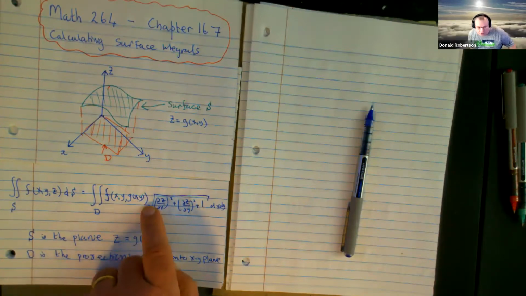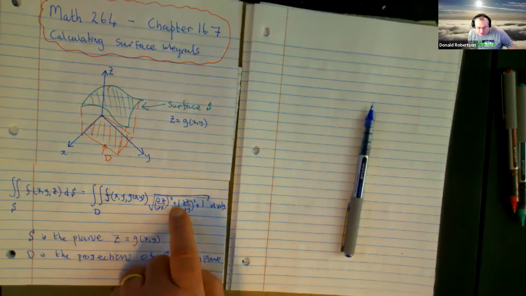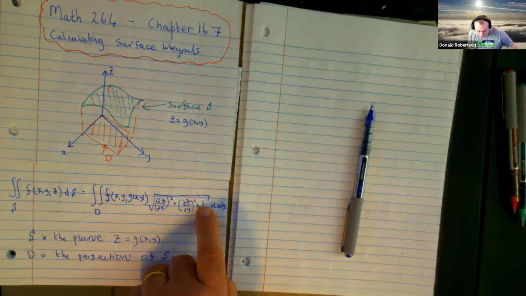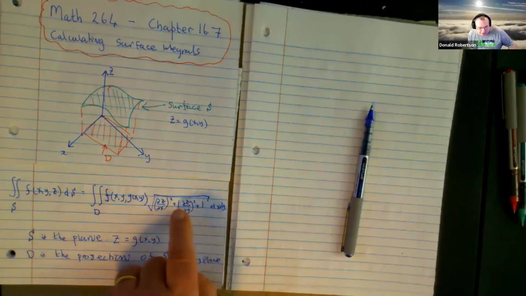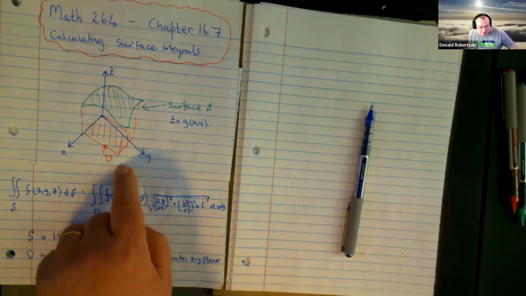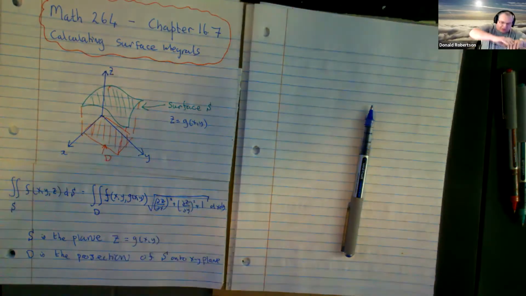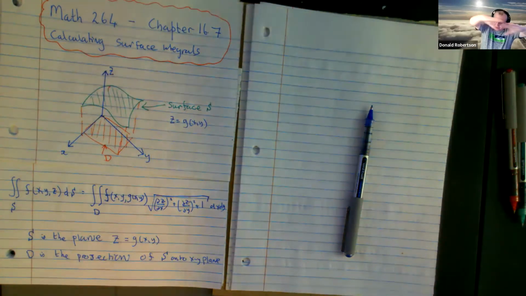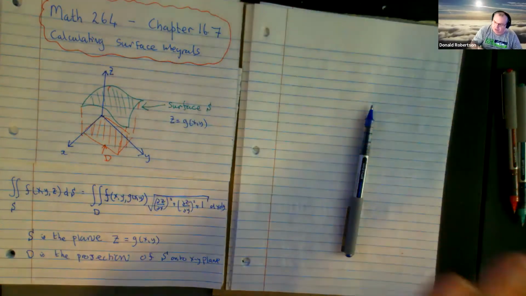Times a really ugly square root. This guy squared plus this guy squared plus 1. Technically, this is dz by dz squared, but that is 1. And so we're going to turn this thing into a double integral on a region D. Now, the region D, my way of describing is, can you imagine the surface is floating above the xy plane and you shone a light down? D is the shadow on the floor that you would get.